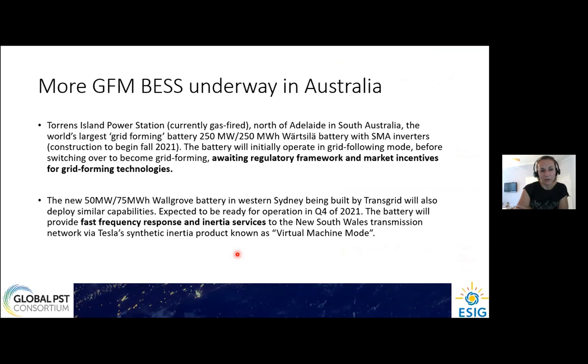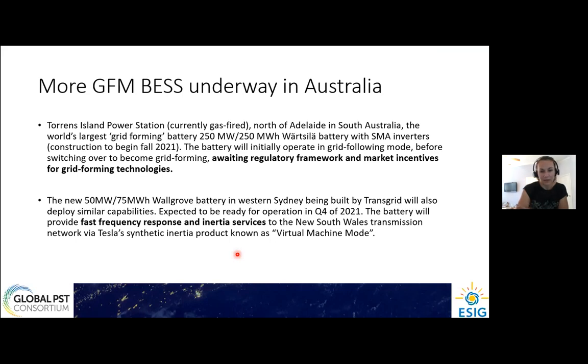This first one, at Torrens Island Power Station, is going to be the largest grid forming battery in the world, and it's a Wärtsilä battery with SMA inverters. It will initially operate in grid following mode, and then is expected to switch over to grid forming. And why is that? It's because they are awaiting a regulatory framework and market incentives for grid forming technologies. So this is, again, one of those barriers that I was talking about in the beginning, where developers would be ready to deploy this technology, but they just don't know what the technology is expected to do, and also if there is any revenue flow from providing services.